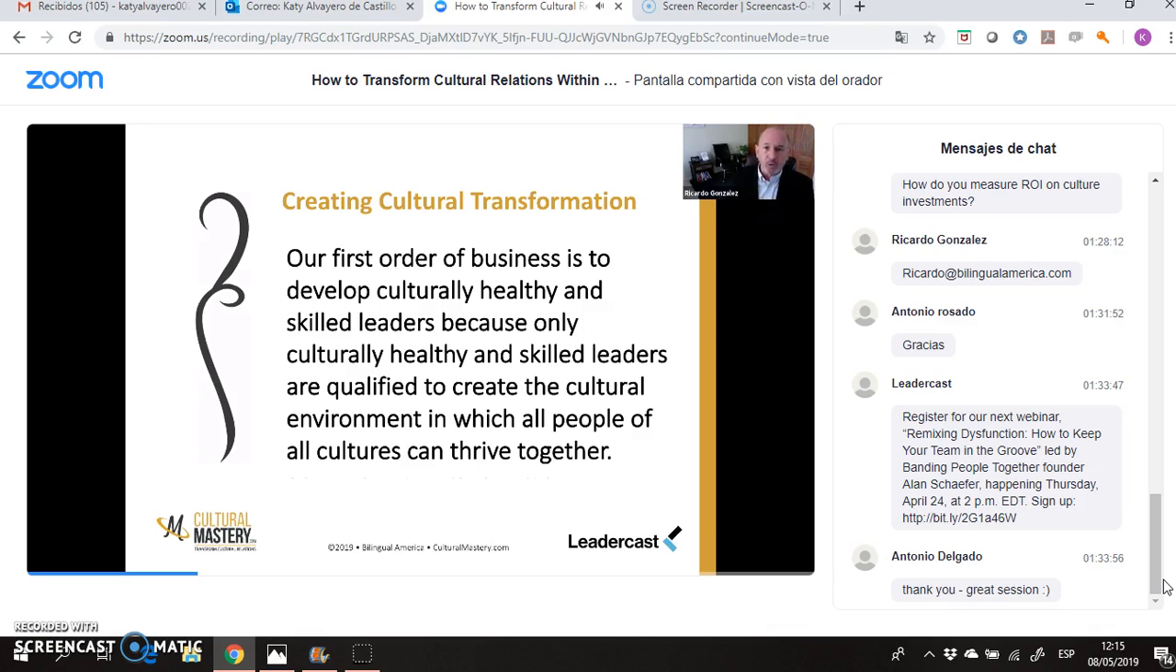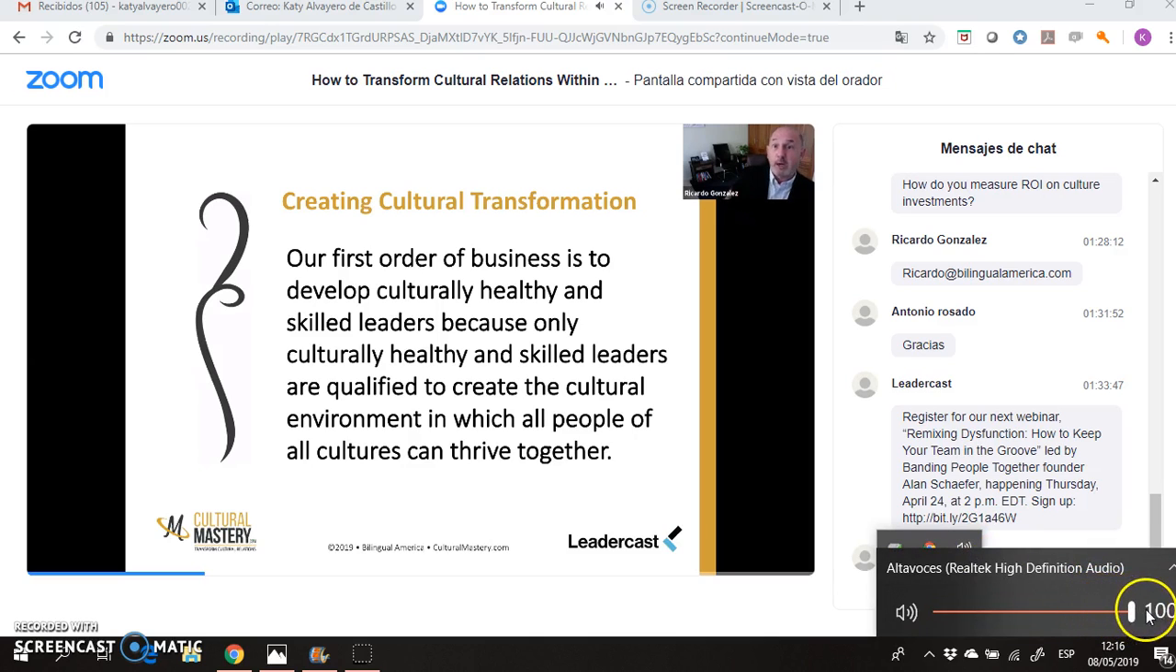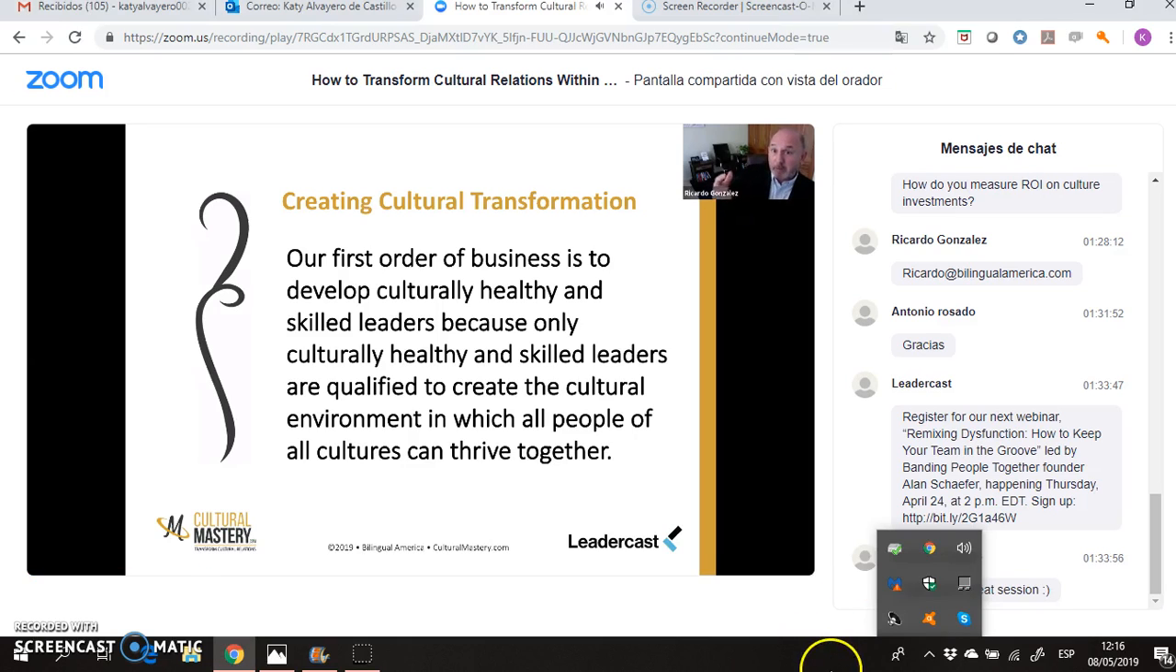So you can see that. So the first order of business is always, in any organization, the first thing that we need to do is to develop culturally healthy and skilled leaders, because only culturally healthy and skilled leaders are qualified or equipped to create the cultural environment, which is the purpose of leadership, right? The purpose of a leader is to create the environment in which other people can thrive, okay? As it relates to cultural leadership, it's to create the cultural environment in which people of diverse cultures and multiple backgrounds can thrive together, okay?